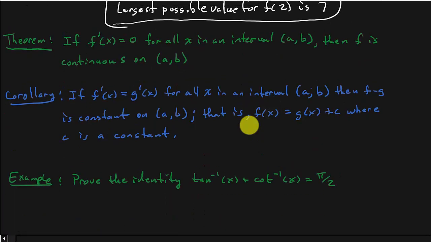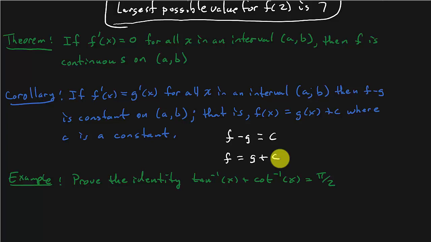All right, so let's look at this. We've got a theorem and a corollary. The theorem says if f prime of x is equal to 0 for all x in an interval ab, then f is constant on ab. And the corollary: if f prime of x is equal to g prime of x for all x in an interval ab, then f minus g is constant on ab. So if you subtract the two functions, not the derivatives, then f minus g is constant on ab. That is, f of x equals g of x plus some constant c. Really all they're saying is f minus g is equal to some constant, so f is equal to g plus some constant c. That's what we've been saying the whole time.